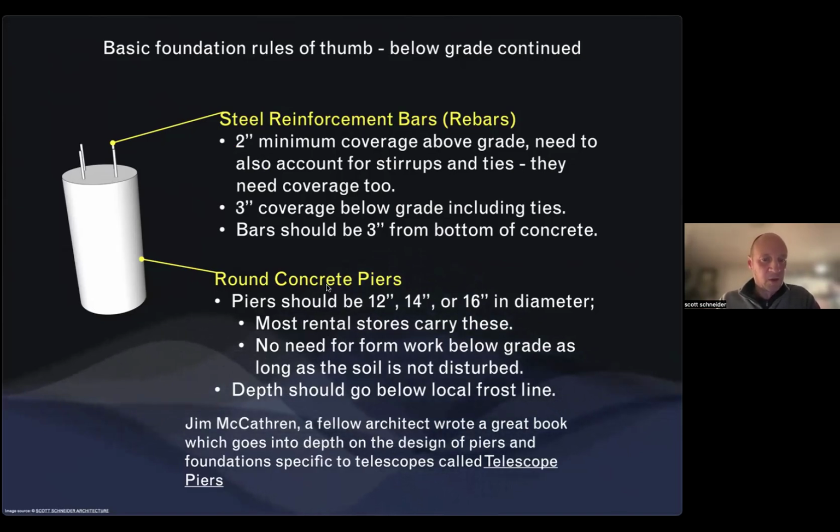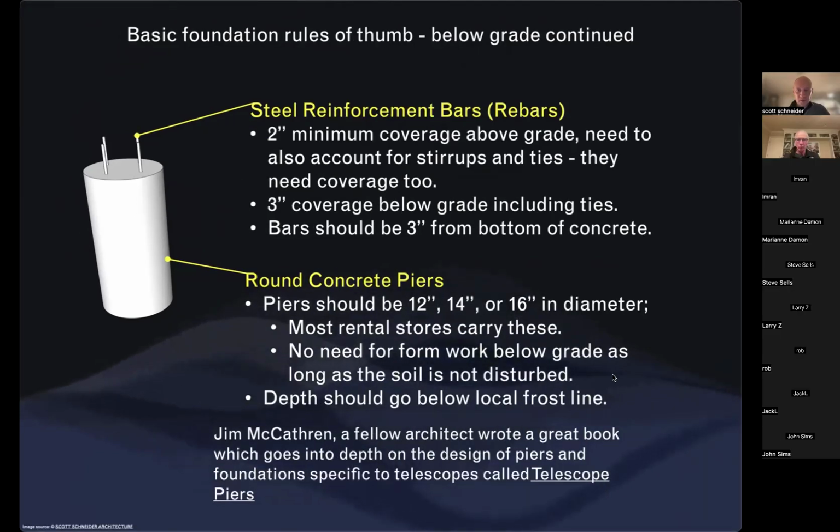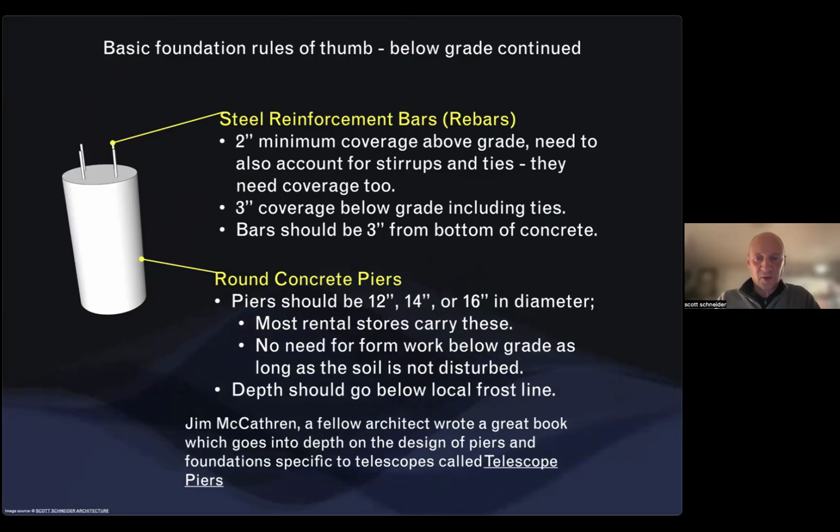And there's a guy named Jim McCatherine. He's a fellow architect who wrote a really great book, which goes into a lot more detail on the design of foundations specific to telescopes. The book is called Telescope Piers, and I have a link at the end of the slideshow that you can use to get to his website if you want to take a look at the book. I think the book was like $12 or $14 or something like that, and it's just a PDF download.